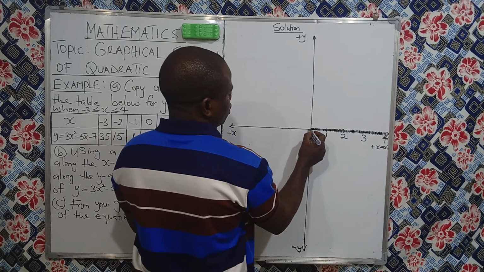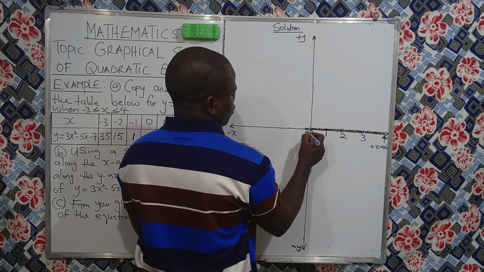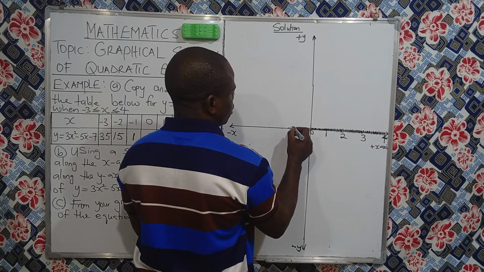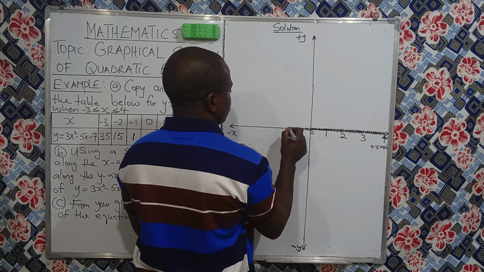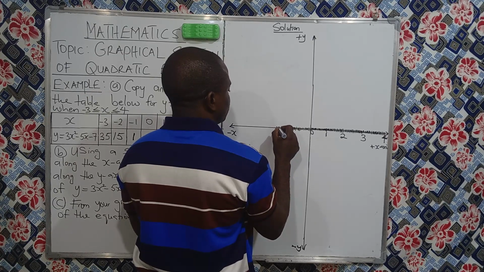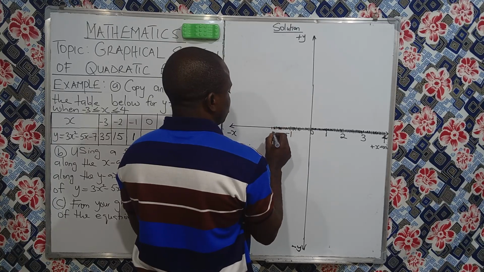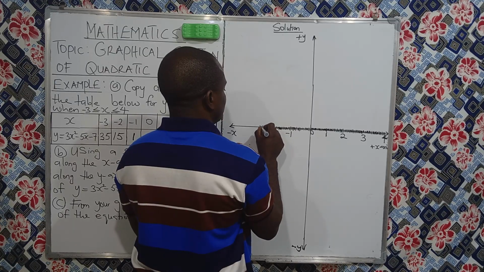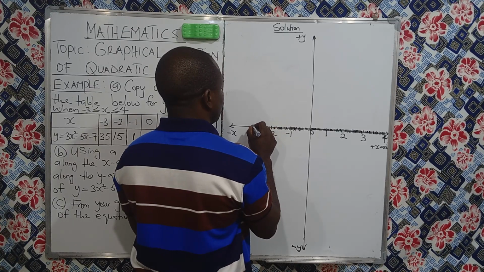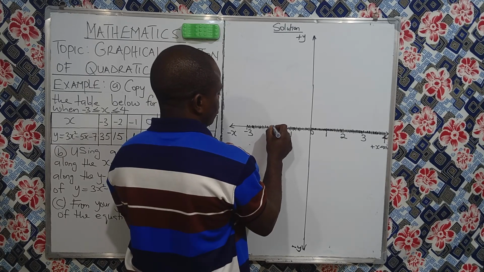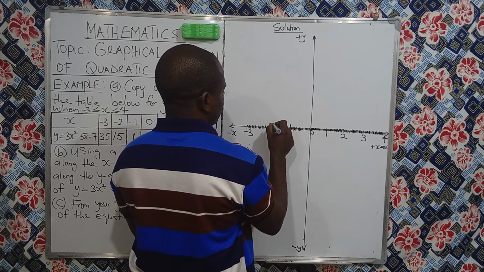Let's go to the negative x-axis. We count 20. That's minus 1. Another 20, that's minus 2. Another 20, that's minus 3. Okay.